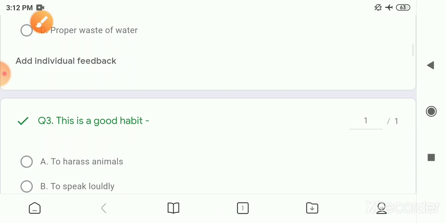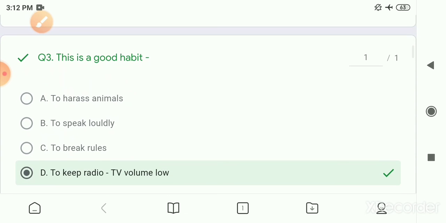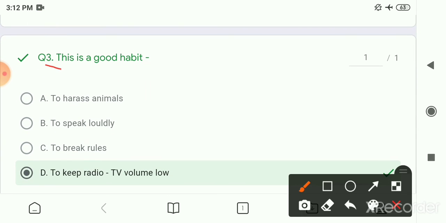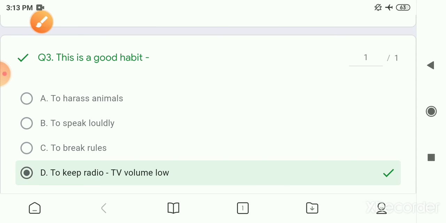Next is third number, this is a good habit. The options are to harass animals, to speak loudly, to break rules, to keep radio or TV volume low. So here your answer is option D, that is to keep radio or TV volume low is the good habit. The rest of the options are bad habits.